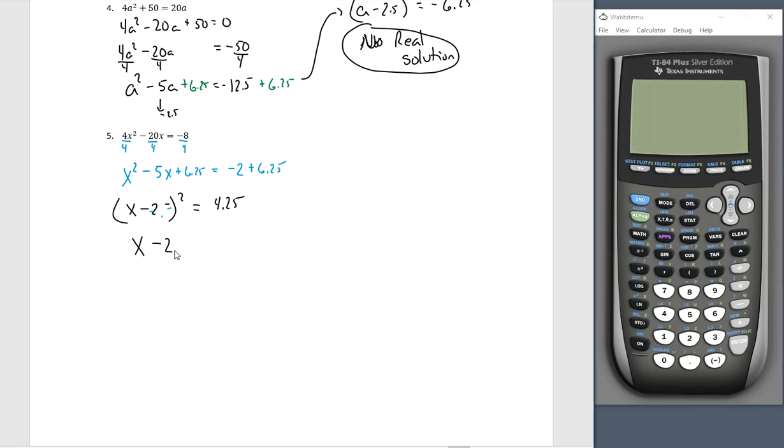X minus 2.5 equals plus or minus the square root of 4.25. I don't know about you, but I do not have the square root of 4.25 memorized, but I'm pretty sure it's going to work out for us pretty well. And I lied to you. Here's why. 4.25 is 17 fourths. The square root of 17 fourths is the square root of 17 over the square root of 4, which is the square root of 17 over 2.